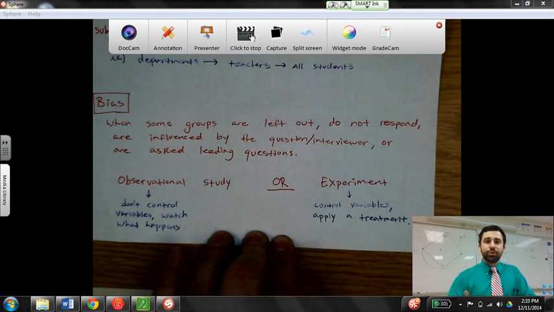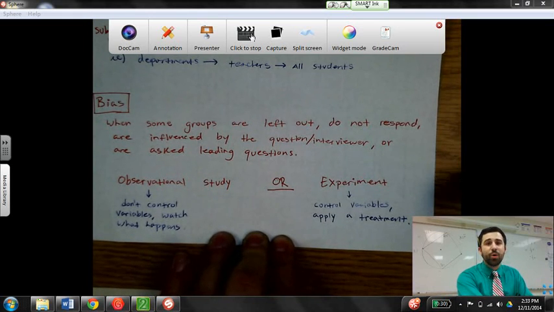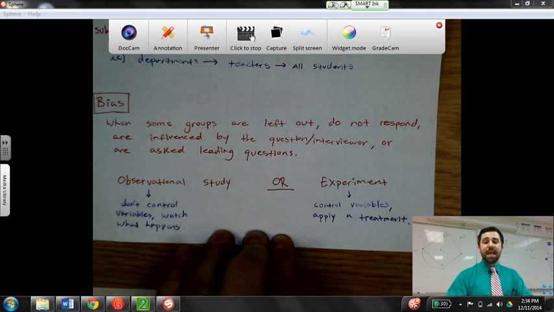What we will do further is find bias in questioning, determine observational studies and experiments, and be able to identify these different sampling techniques and the issues with them.